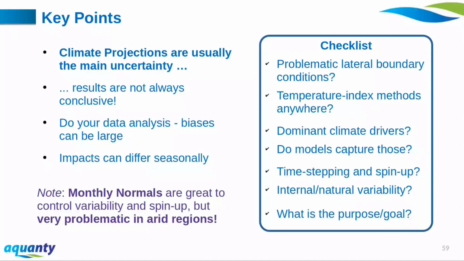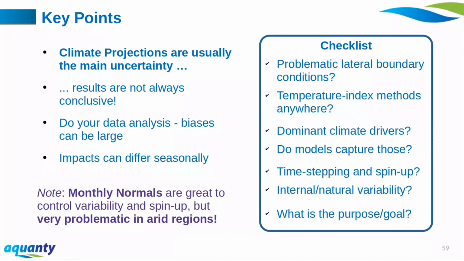Here on the right-hand side is a checklist that you can go through for your own climate change impact analysis, and it kind of summarizes what we've talked about. So are there any problematic lateral boundary conditions? Are you using temperature index models? If you do, you should probably get rid of them and replace with a physics-based method. Understand the dominant drivers, and if these are captured in your climate projections and also in your hydrological model, so like Great Lakes, topography. In Alberta, you're in the rain shadow of the Rocky Mountains. Is that captured? A lot of GCMs really smooth out the mountains, right?